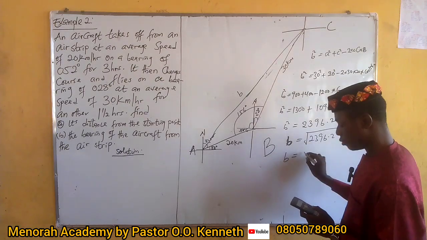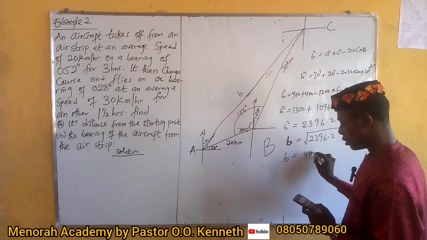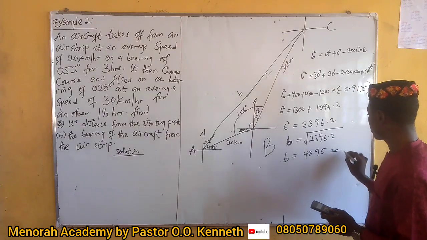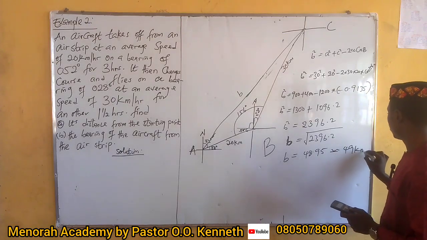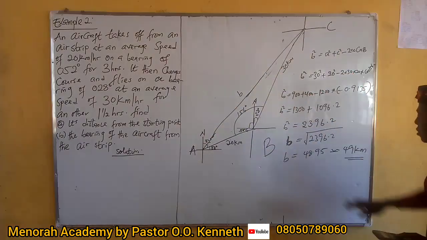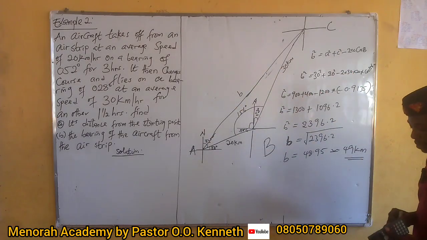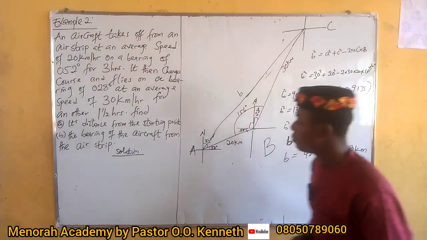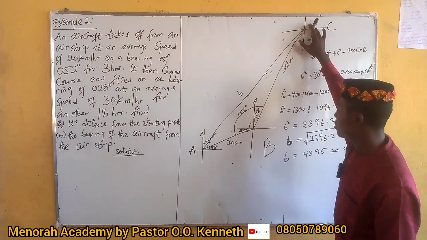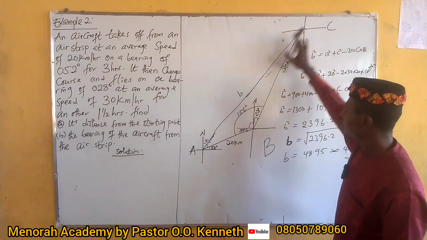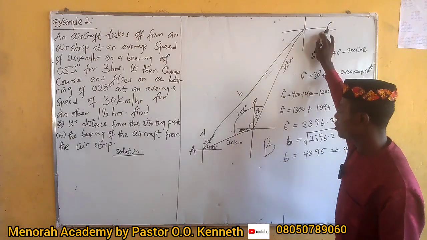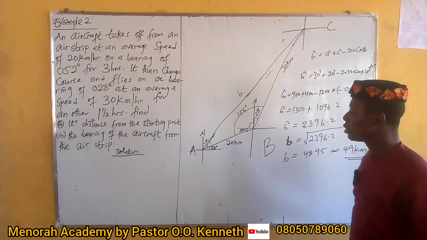If you find the square root of this, the number will be 48.95, and that is approximately 49 kilometers. So the distance from A to C is 49 kilometers. Now the next thing they asked us to find is the bearing of the aircraft on the airstrip. This is where the aircraft is now. It started from here to this place, and then from here to this particular space. So what is the bearing of the aircraft?